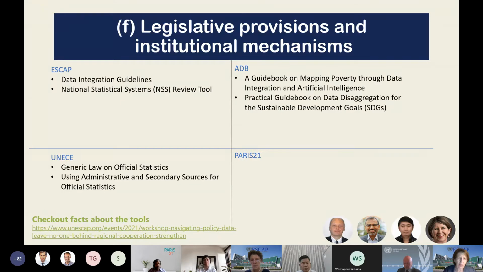So those were, I think, the guidelines and the review tool, as well as the others listed there by ADB and UNECE, really provided to give everybody sharing the experiences across the global statistical community of what is possible to change institutional mechanisms.